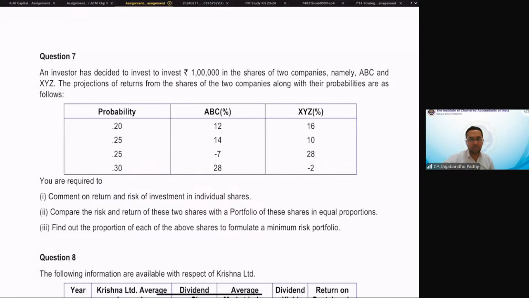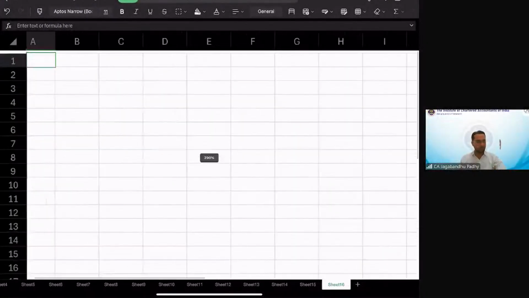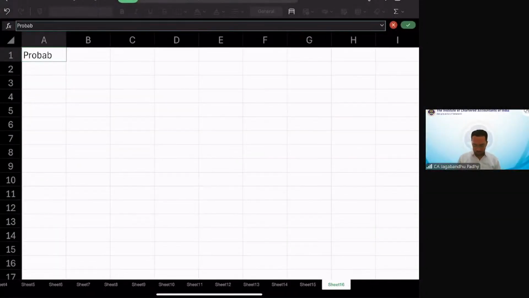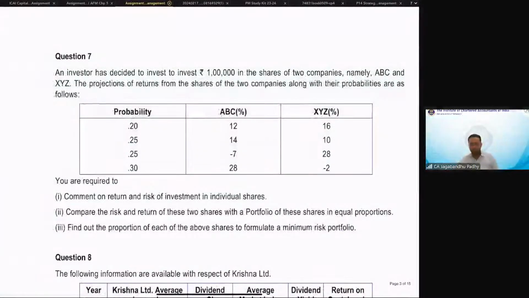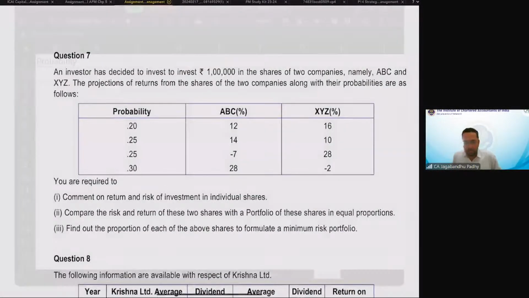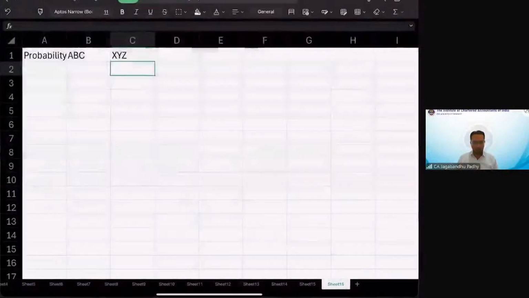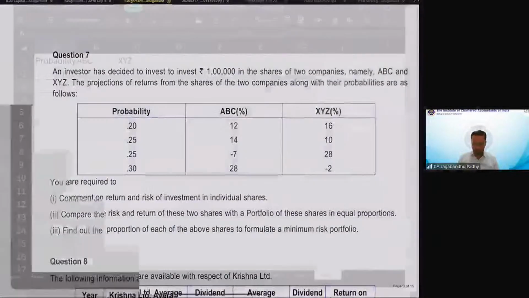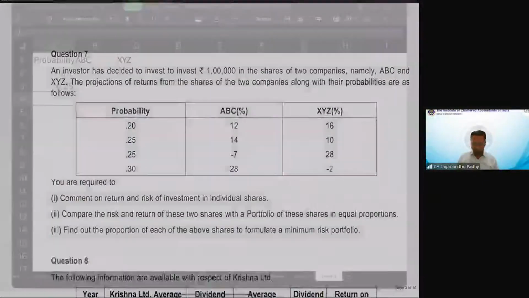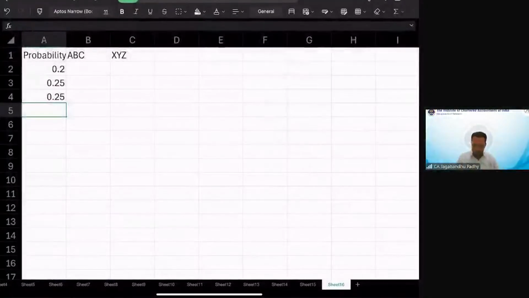Now, of course, to create the minimum risk portfolio, we need to essentially compute the correlation between the 2 securities also. So let me just take down the data here. We have the probability, the ABC return and the XYZ return. The probabilities are 0.2, 0.25, 0.25, and 0.30.